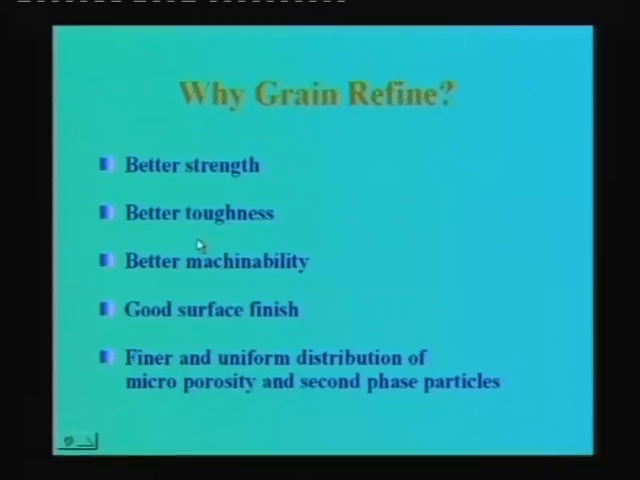Toughness can be increased because when you have a large number of grain boundaries and a crack is nucleated, the path for this crack propagation becomes more tortuous. The crack has to propagate along these grain boundaries, and when you have a large number of them, the crack propagation becomes more difficult, particularly in metallic materials.